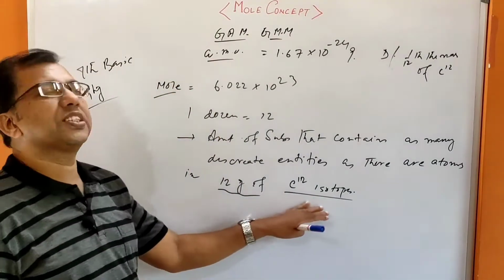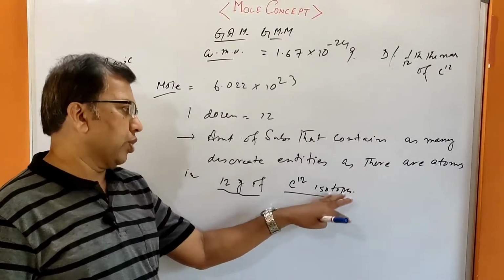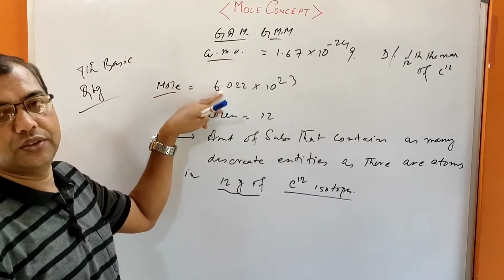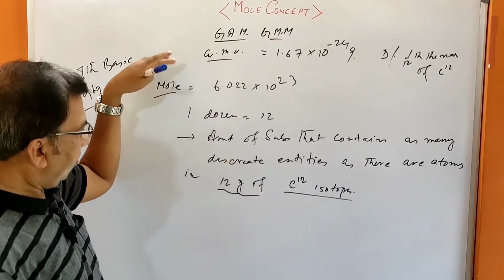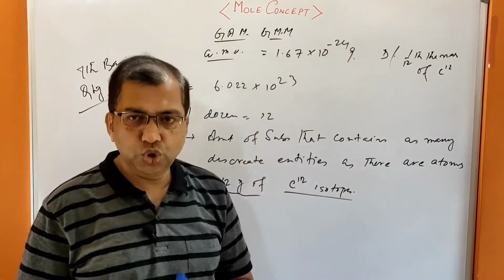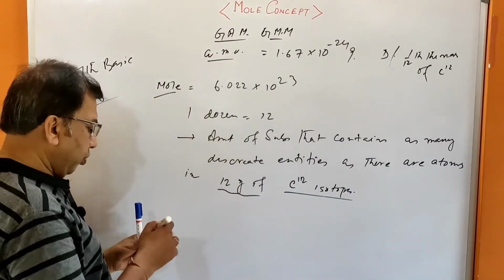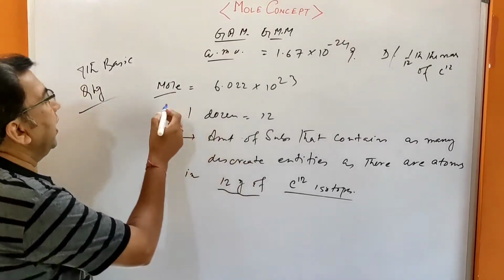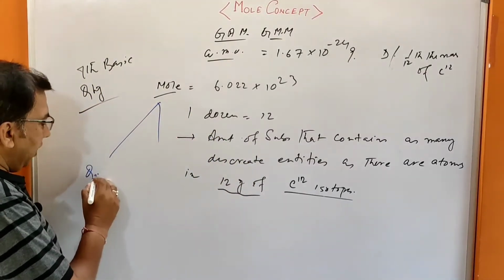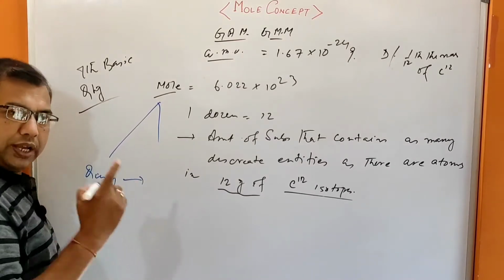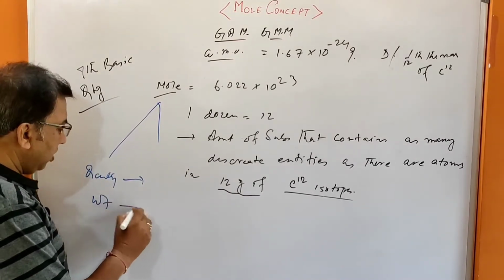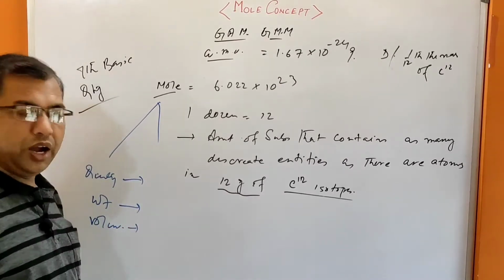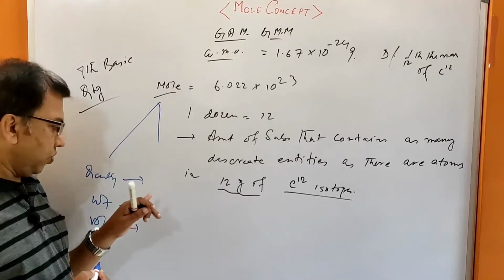We have taken carbon 12 as standard. With respect to 12 gram of carbon 12, the number of entities we have is 1 mole, and that is the value of this. So by the help of the mole, you can calculate so many things. You can express anything in terms of quantity, in terms of weight, in terms of volume. I will discuss that later.